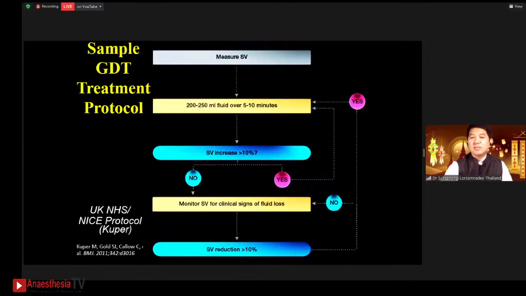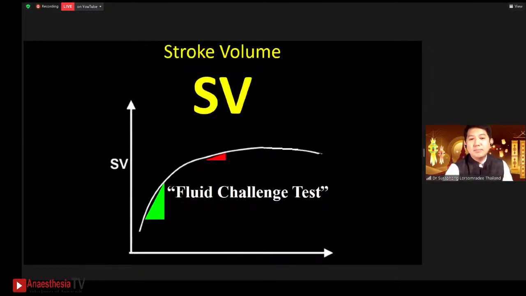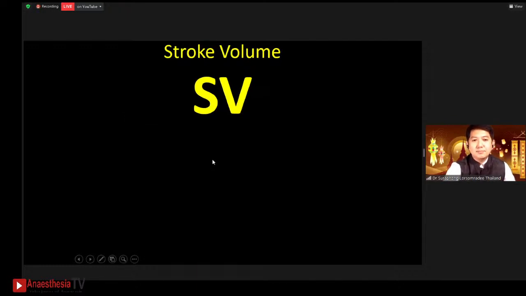Fluid challenge test is when we give a small amount of fluid and we follow the number of stroke volume. If the stroke volume increases more than 10%, it's called fluid responsiveness. We can give more and more fluid. For example, this one is clean. The clean one is fluid responsiveness. The red one is fluid non-responsiveness.